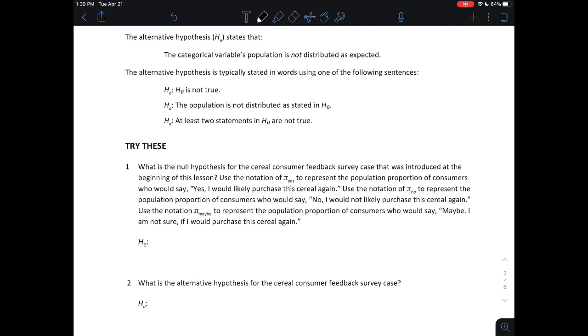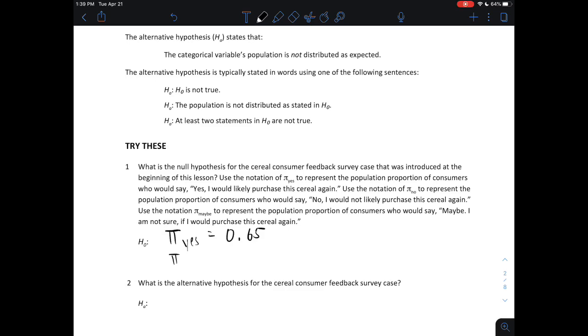So, all we are doing is stating what each of these population proportions are equal to. And so we were given, back on the previous page, from their market research, they had 65% that would say yes. So what they expect to see is pi with a subscript yes is equal to 0.65, just converting the percent into a decimal.